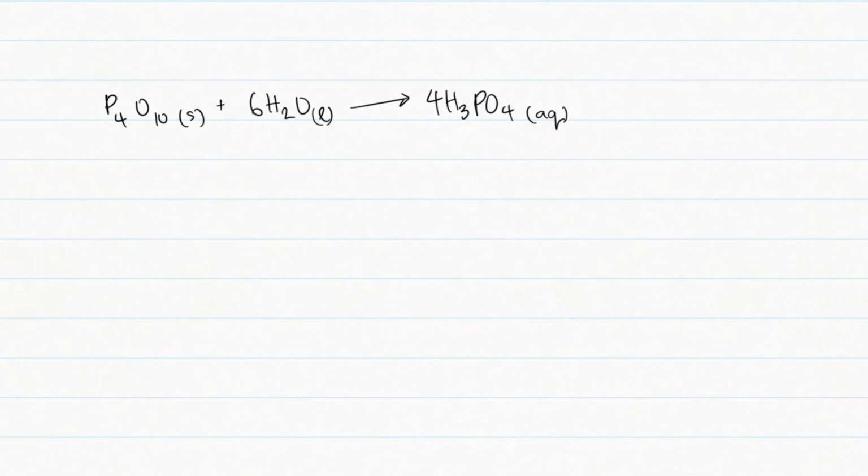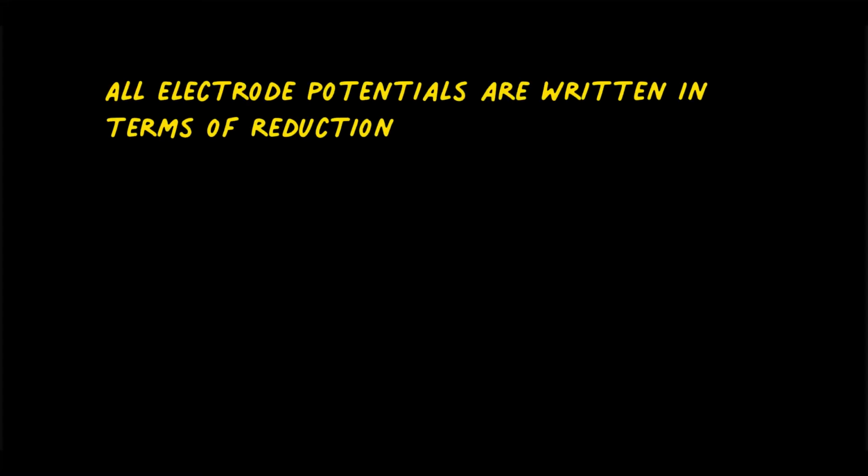The following is a balanced chemical equation. P4O10 solid is going to react with 6 water molecules in their liquid state to form 4H3PO4 aqueous. All the electrode potentials are given in terms of reduction. This is a fact, always true. If you check even in your data booklets, it's always given in terms of reduction.